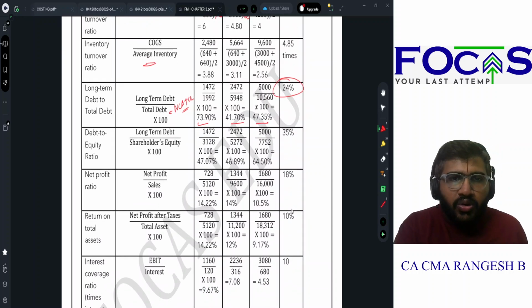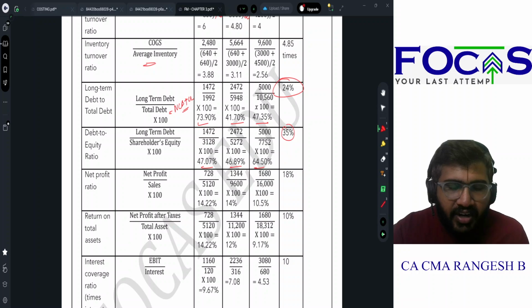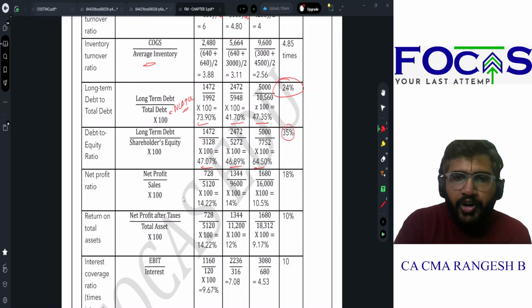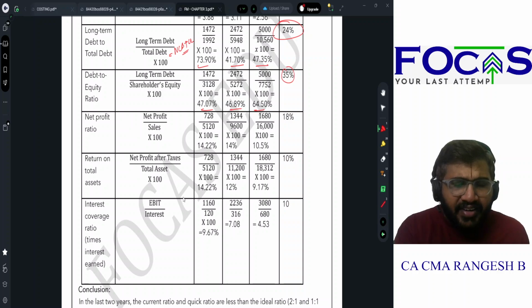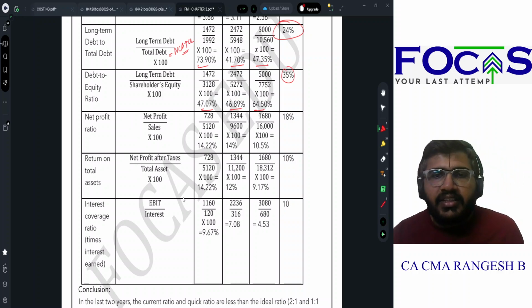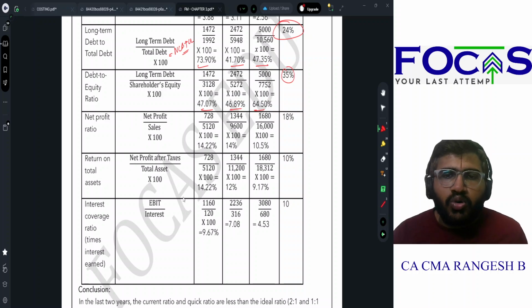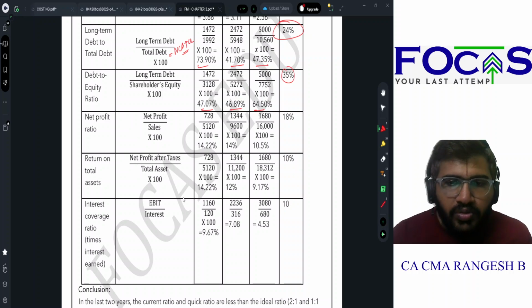Debt equity ratio, long-term debt divided by shareholders equity, 47, 46 and 64, while the industry average is only 35. Net profit already தெரியும். Return on total assets is net profit after taxes divided by total assets into 100. So that is also 14.22, 9.12 and 9.17. Interest coverage ratio, EBIT divided by interest. So EBIT கொடுத்திருக்காங்க, interest amount கொடுத்திருக்காங்க, industry-யோட compare பண்ணணும்.